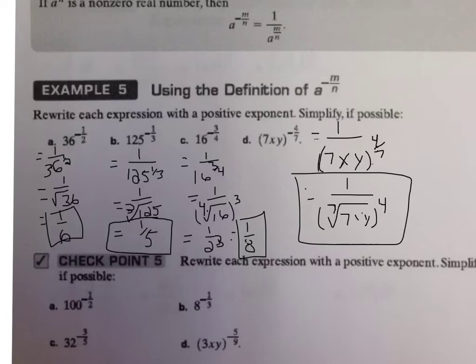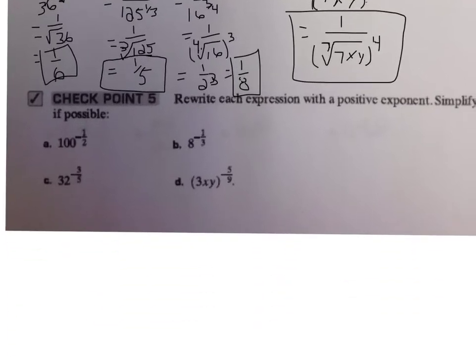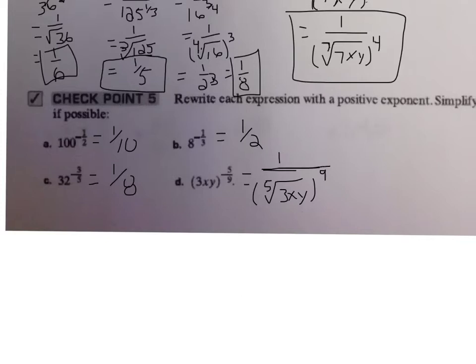Alright, so pause here, try your checkpoints. Come back. When you come back, I'll give you the answers. So the answer to A is 1/10 in checkpoint 5. B is a half. C is an eighth. And D is 1 over the 5th root of 3xy to the 9th power.